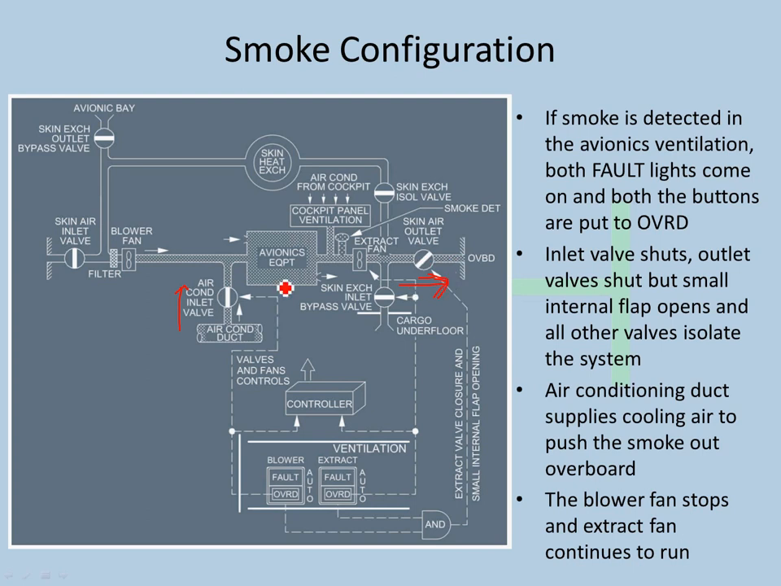In this case, the blower fan stops, and the extract fan continues. Why? The extract fan is trying to extract air from the air conditioning duct to pull it and then push the smoke overboard. So this is about smoke configuration.